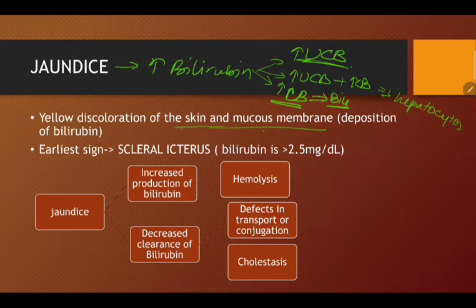So one of the earliest signs that you would see would be scleral icterus, which is when the bilirubin level is more than 2.5 milligrams per deciliter. This is a very important value. Remember this. You will see scleral icterus. This is an important point in general.